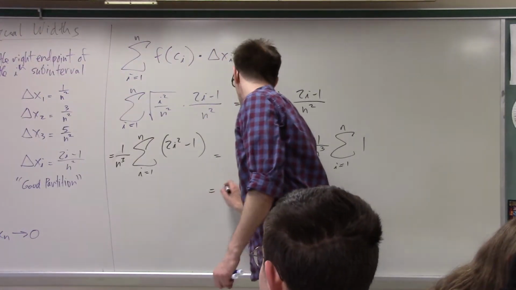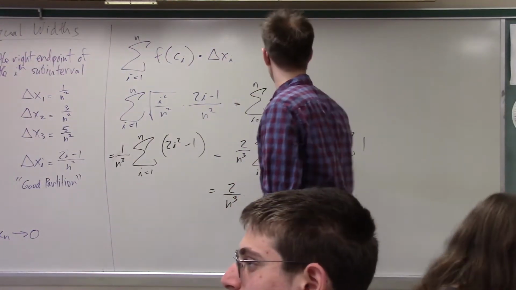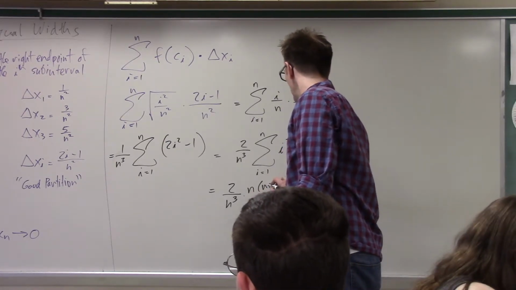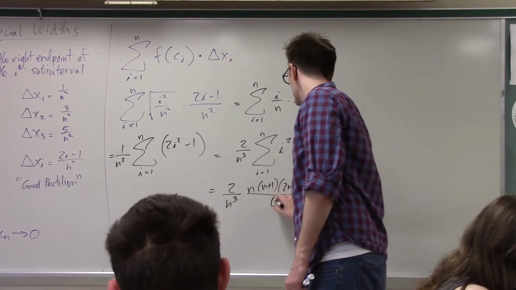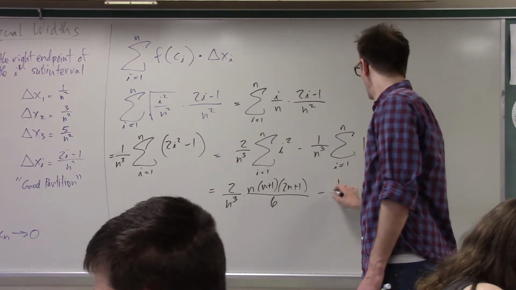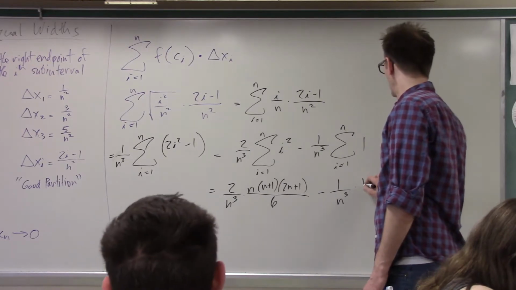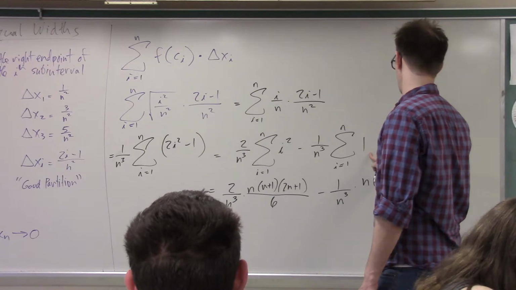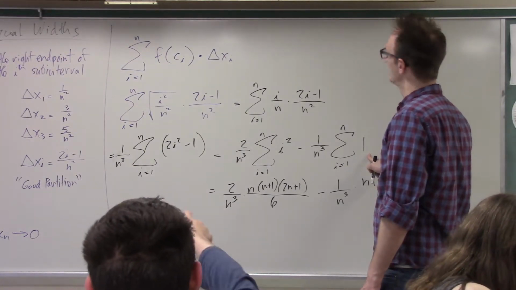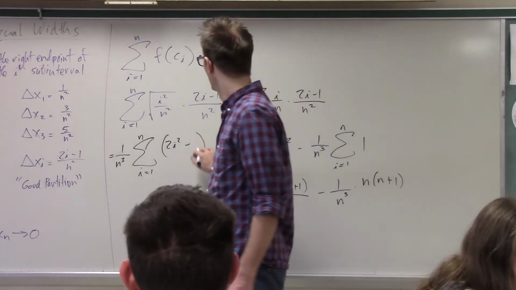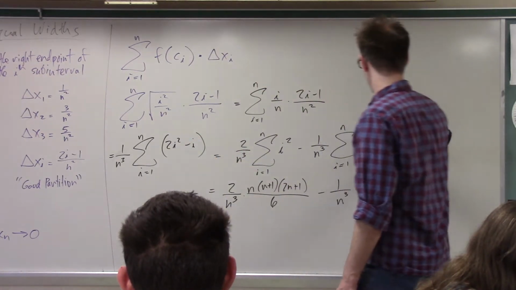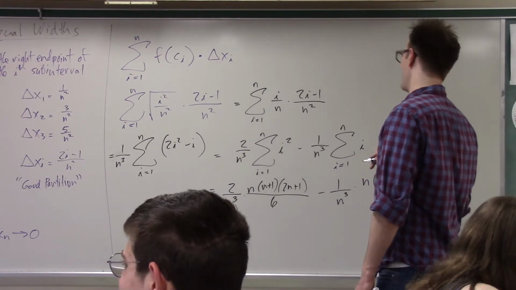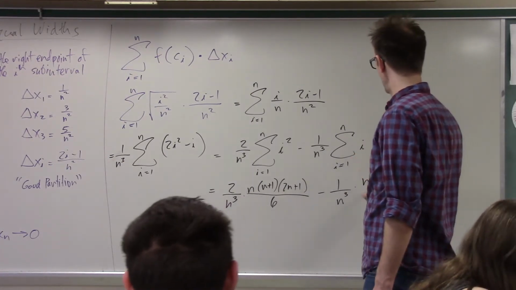Alright, so I think this worked out, right? You get 2 over n cubed times the sum. Wait, is it 2 plus 1 or 2 minus? Plus 1 over 6. Oh wait, this is n, right? You lost an i there. i squared minus i. You are all correct. That's what I have now.